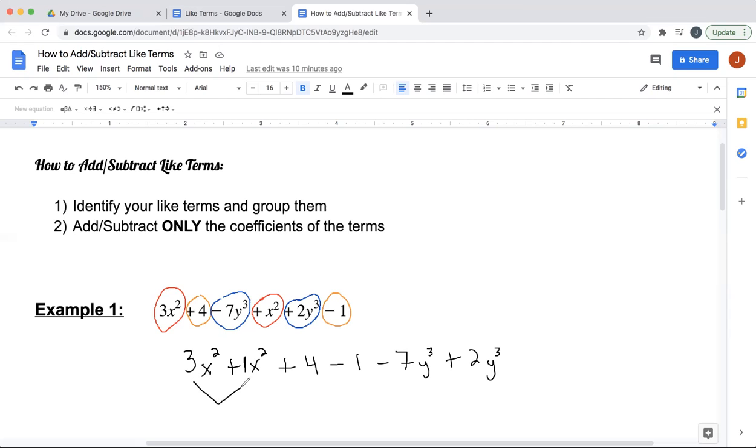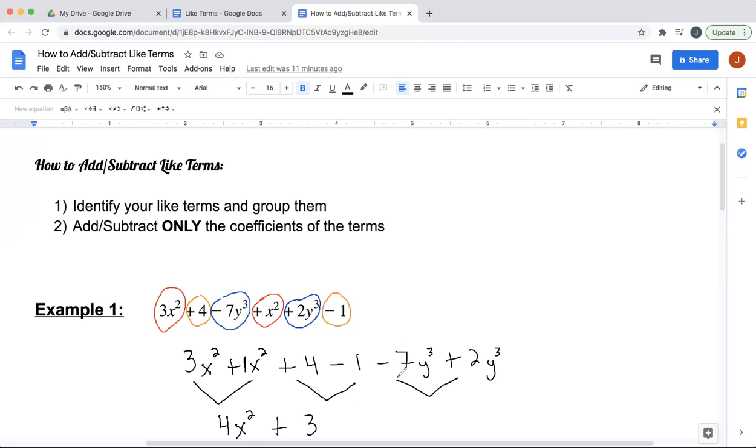We add 3x to the power of 2 plus 1x to the power of 2. You end up getting just 3 plus 1, which is 4. And then the x to the power of 2 is not going to change because that belongs to the two like terms. Next, we're going to be adding plus 4 minus 1, but in reality, that's subtraction because this one is negative. So you're basically subtracting 1 from 4. That will give you a positive 3.